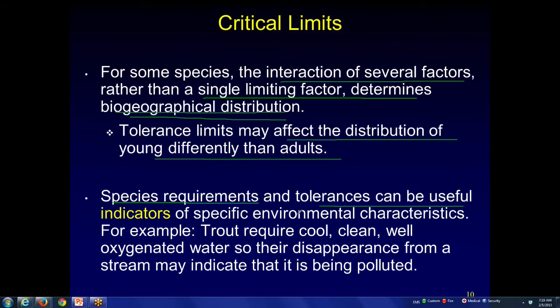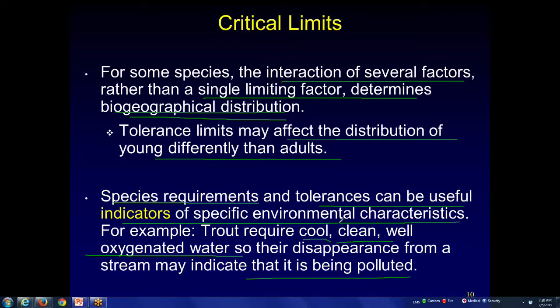Species requirements and tolerances can be useful indicators of specific environmental characteristics. Like, for example, trout require cool, clean, well-oxygenated water, so their disappearance from a stream may indicate that it is being polluted. So, for example, if I was to go out to a mountain stream and it's always had brook trout, which is a native of this area, the rainbow and the brown trout are not native to this area. The brown trout came from Europe. The rainbow trout is from the western United States. So they're not really supposed to live here, but we stock them anyway.